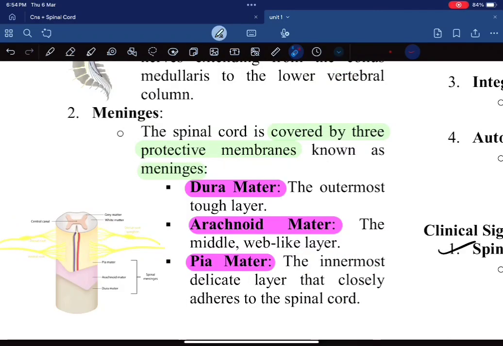Second, meninges. The spinal cord is covered by three protective membranes known as meninges. Dura mater, the outermost tough layer, it will be dura mater. Arachnoid mater, the middle web-like layer, it will be arachnoid mater. And pia mater, the innermost delicate layer that closely adheres to the spinal cord, it will be pia mater.